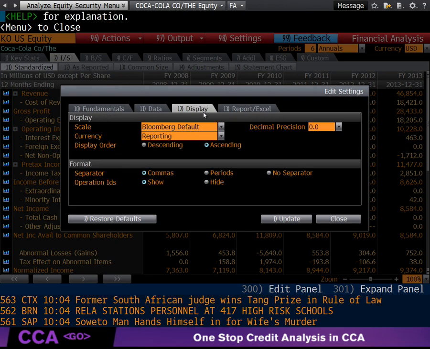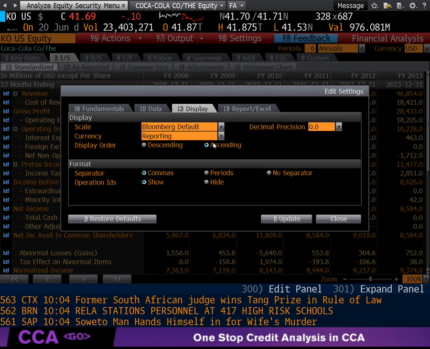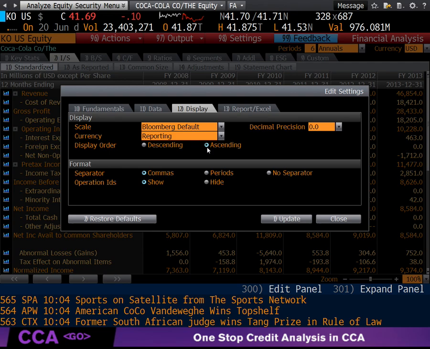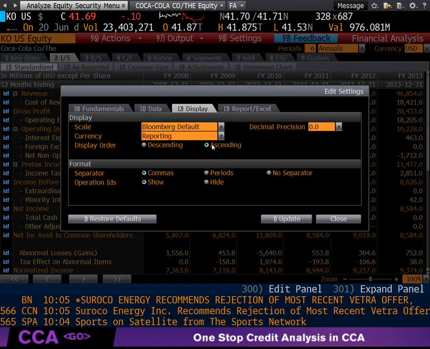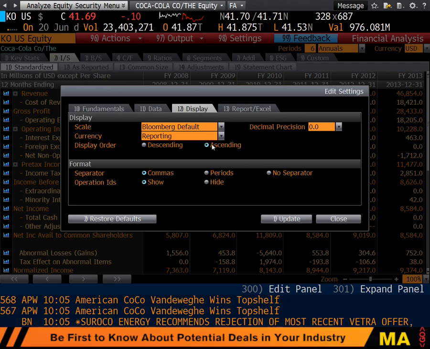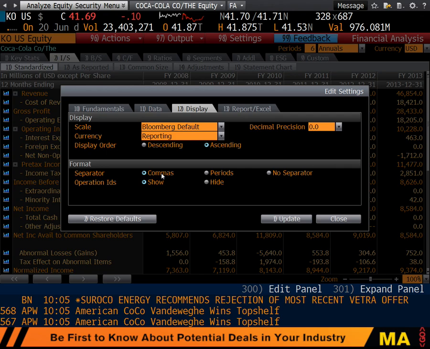On the display, we want to make sure that it's in ascending order. By default, when you sign up your account, it's going to be in descending order. Descending order means the most current year is on the left. Ascending order means the most current year will be on the right. Since we're going to forecast, we want the data on the right, not on the left. So again, make sure we're in ascending order, and comma separated values. That's pretty default.